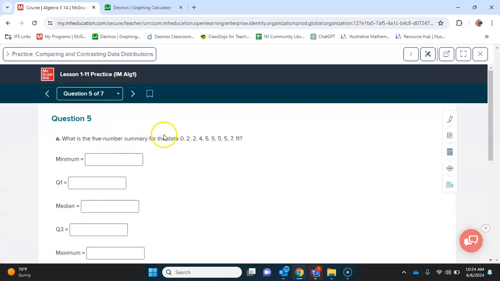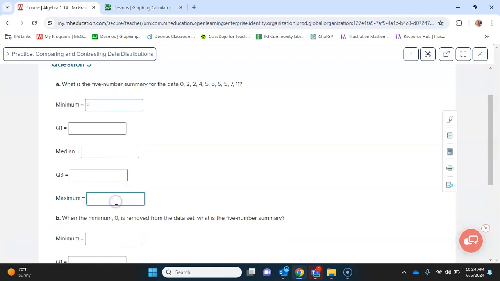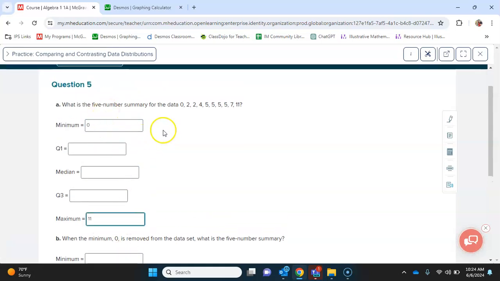What is the 5-number summary for the data? So, the minimum is 0, while the maximum is 11. So now, find the median. Let's count how many numbers there are. 1, 2, 3, 4, 5, 6, 7, 8, 9, 10. So it looks like there are 10 numbers in all. So we're going to have to find the median, which is the 5th or 6th number, which is 1, 2, 3, 4, 5, 6. Looks like the median is 5.